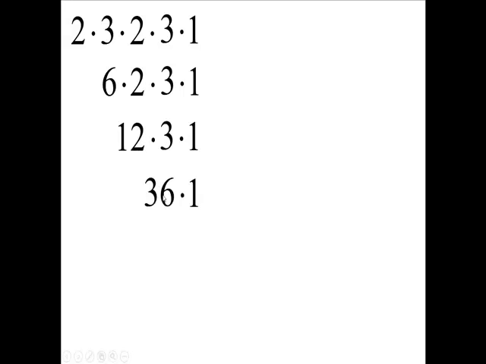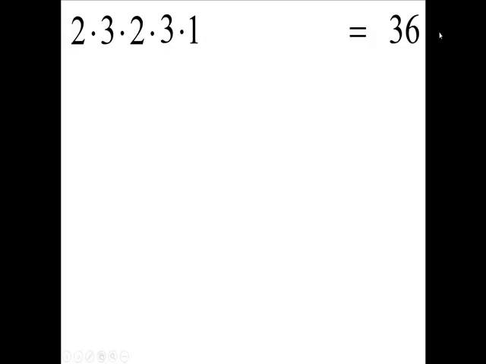Now we have a problem. 2 times 3 times 2 times 3 times 1. Well, 2 times 3 is 6, so we replace these with a 6. 6 times 2 then is 12. 12 times the 3 is 36, and 36 times 1 is 36. So if I have these numbers and they're all positives, I'm going to get 36, okay?